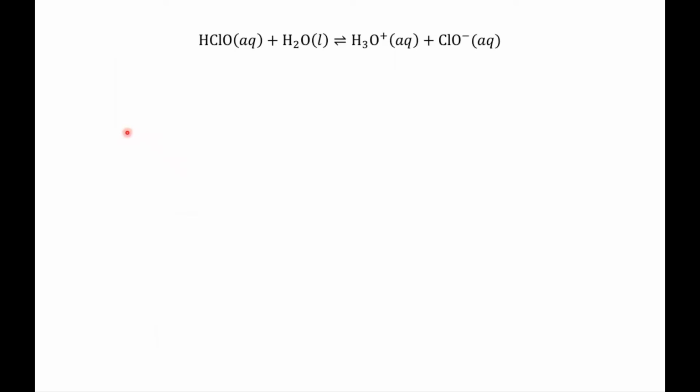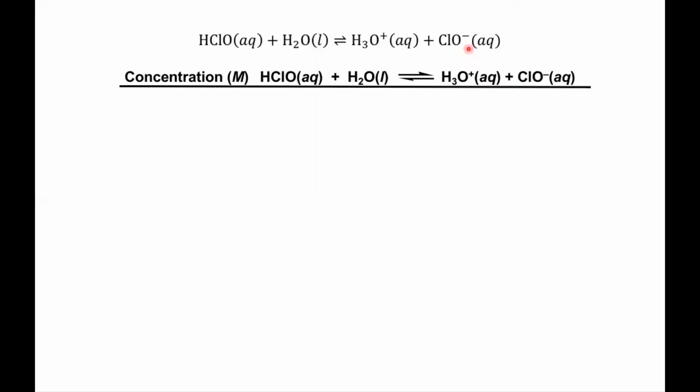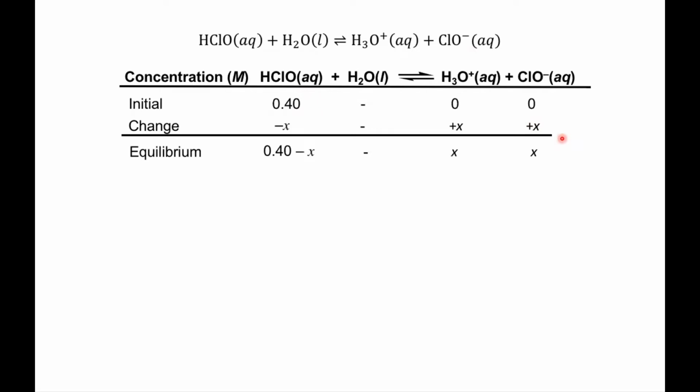So here is our balanced equation. Hypochlorous acid dissolves in water to give our hydronium ions and our hypochlorite anions. So we write out our reaction table, this is for part A, where we put in the initial concentration of hypochlorous acid, which is 0.40 molar. And then we also have our two concentrations of our hydronium and our hypochlorite. So the change here is minus x and plus x and plus x. And so the equilibrium here is 0.40 minus x, and then the other two are x and x.